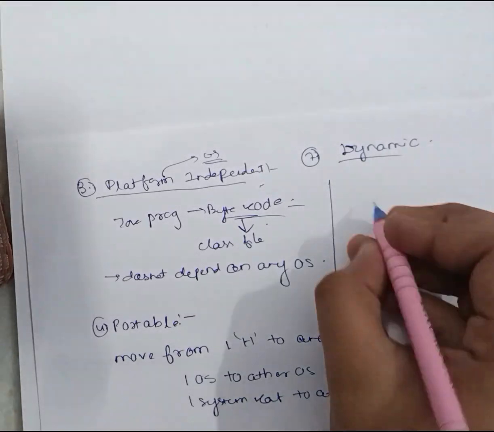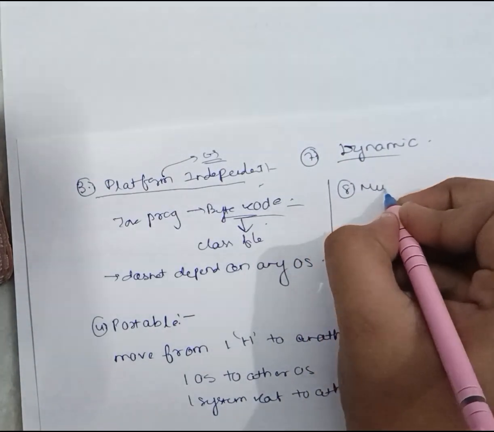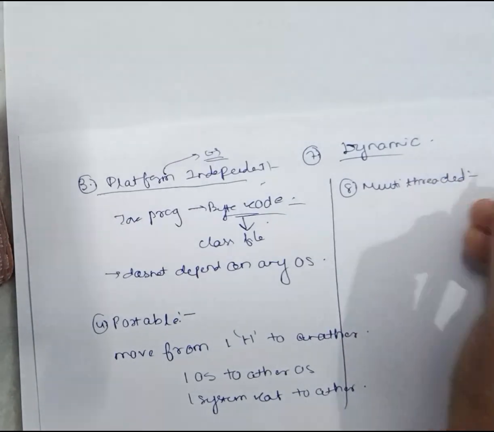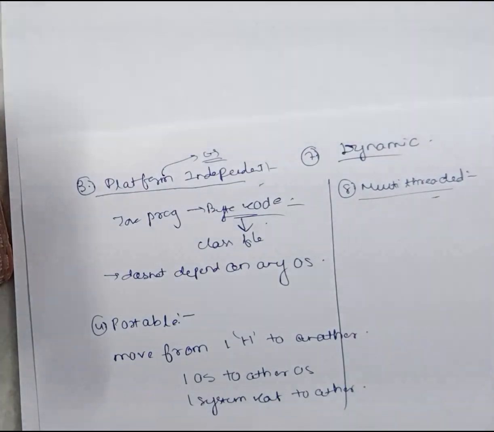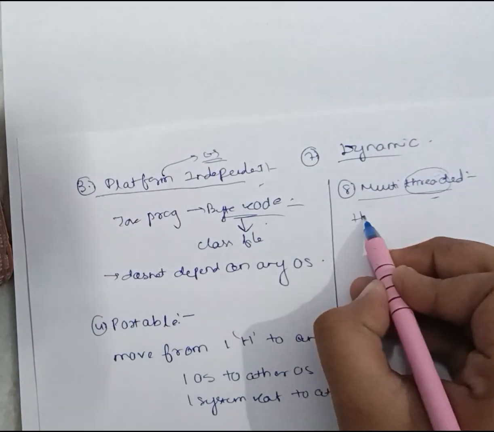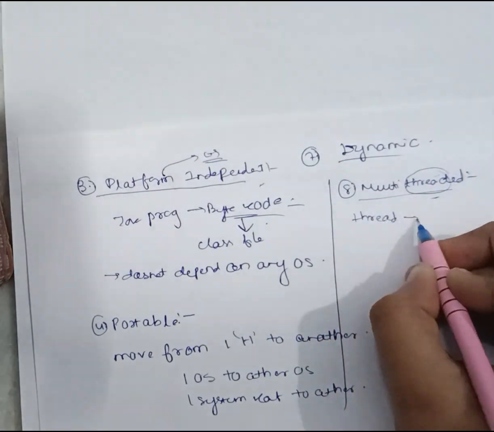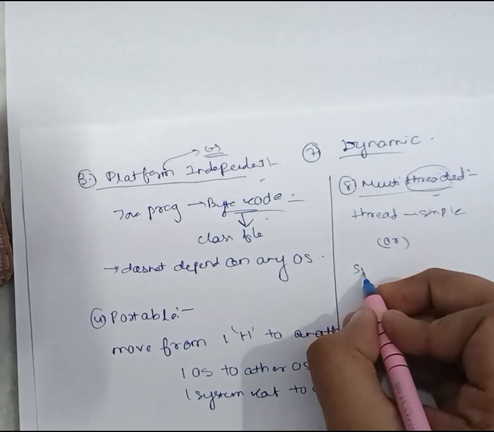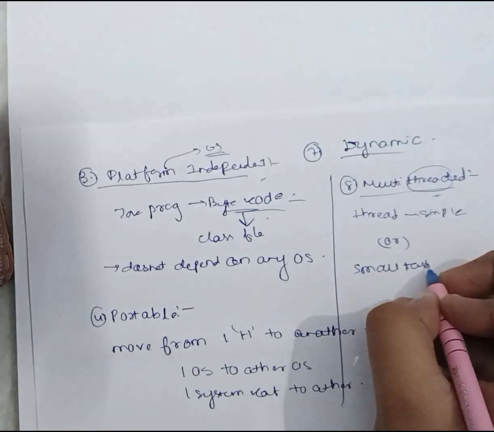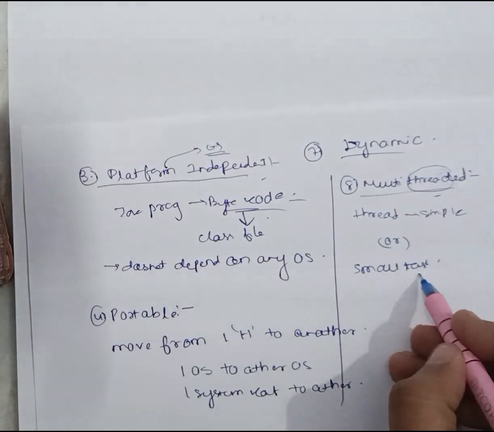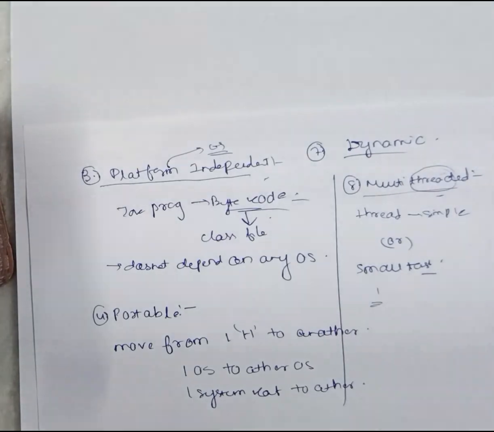Okay, the next one is multi-threaded. Java is also a multi-threaded programming language. What is meant by thread? Thread means a simple or small task. Suppose we have a program, that program will be divided into several tasks, where each task is a thread.